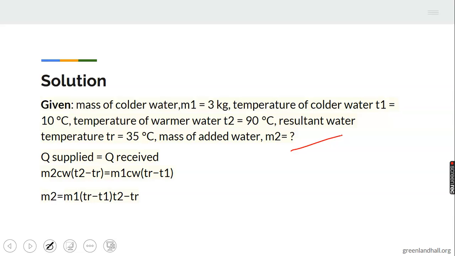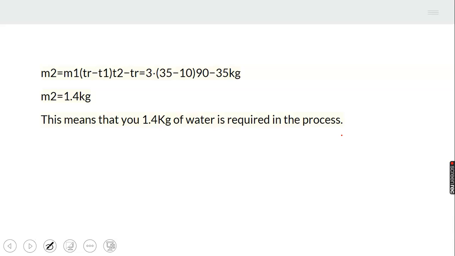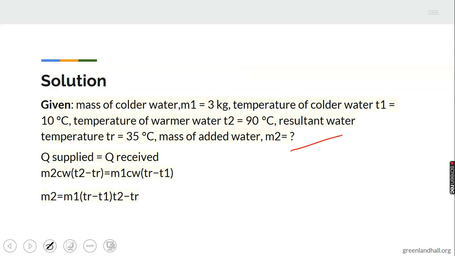So the quantity of heat supplied equals the quantity of heat received. So M2 Cw (T2 minus TR) equals M1 Cw (TR minus T1). When you substitute, you will see that M2 equals what? 1.4 kg. So it means that you need 1.4 kilograms of water in order to make sure that the temperature drops to 35 degrees Celsius.